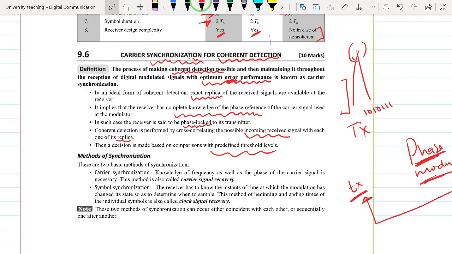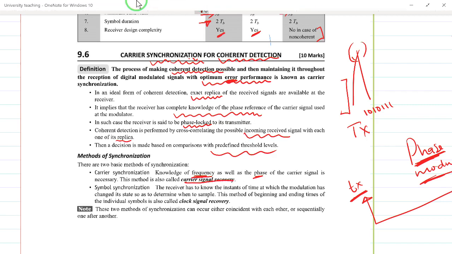There are two methods of synchronization. One of them is carrier synchronization, and the other is symbol synchronization. For carrier synchronization, knowledge of the frequency as well as the phase of the carrier is required, and when those two are available, we consider that to be carrier signal recovery or carrier synchronization. That is the other name that we use for carrier synchronization: carrier signal recovery.